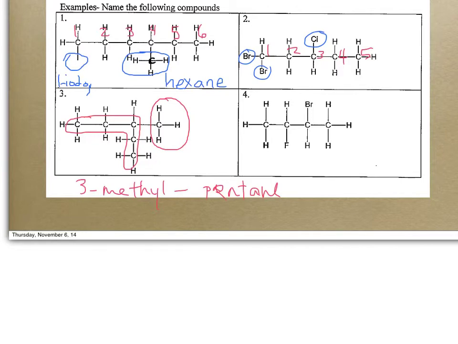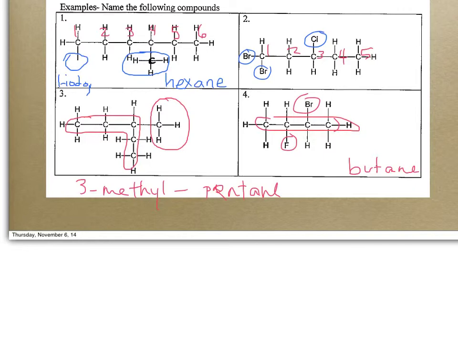The 4th one, once again, my longest carbon group, nothing's bent here, so it's just 4 carbons. I accidentally circled a hydrogen there. So that's a butane. 4 carbons is a butane. And I have a group on that carbon, the fluoro group, and a bromo group.